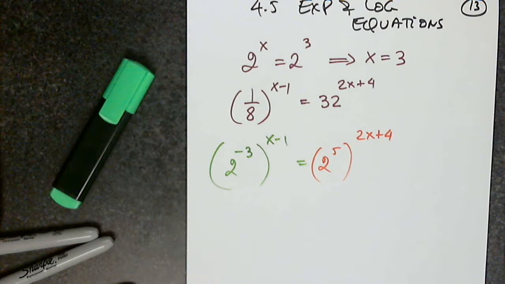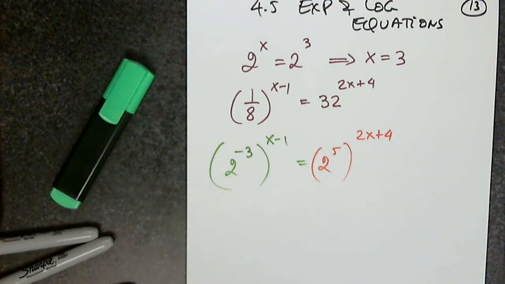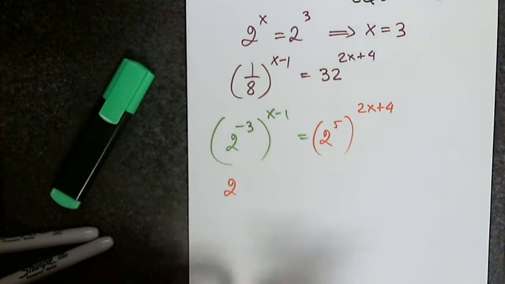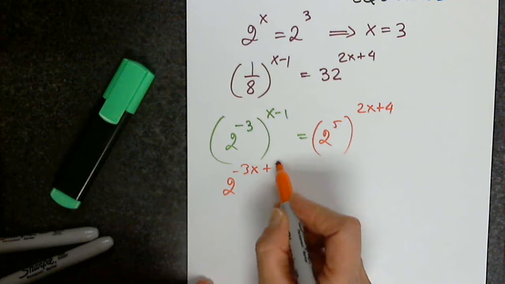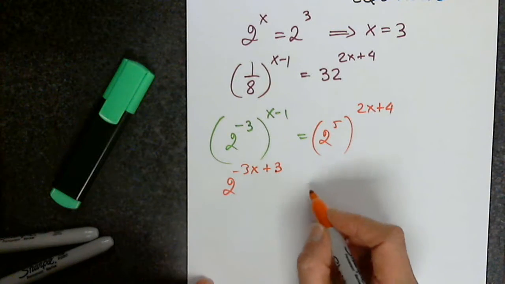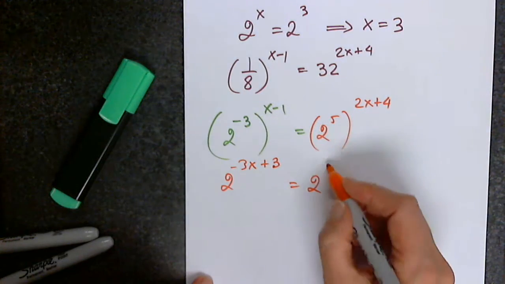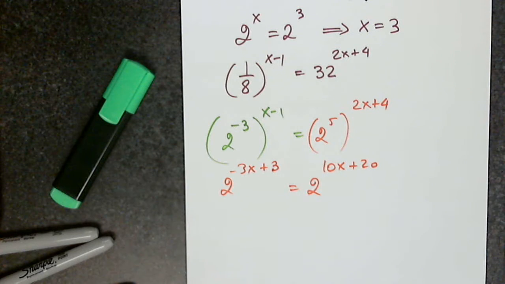The first one was the simplest possible one, right? We didn't have to do anything. We just had to think. We did not eliminate the bases. We only thought. Two numbers are equal and they have the same base, therefore their exponents have to be the same. Exactly. So 2 raised to which power? Negative 3x plus 3. Good. 2 raised to 10x plus 20. Very good.